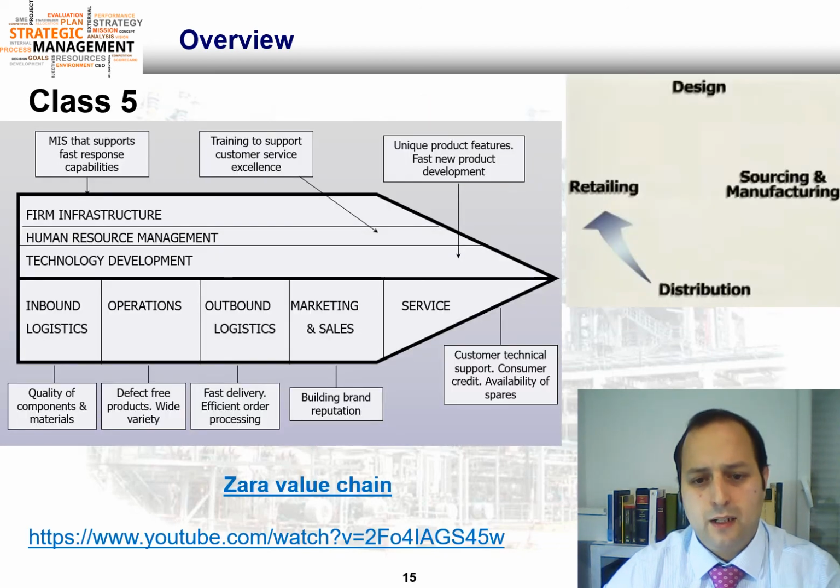Here you have a value chain. As you see in the value chain, there are primary activities and support activities. And as primary activities, we can find the inbound logistics, operations, outbound logistics, marketing and sales, and service. And related with the support activities, we can find the company's infrastructure, human resource management, and technology development.